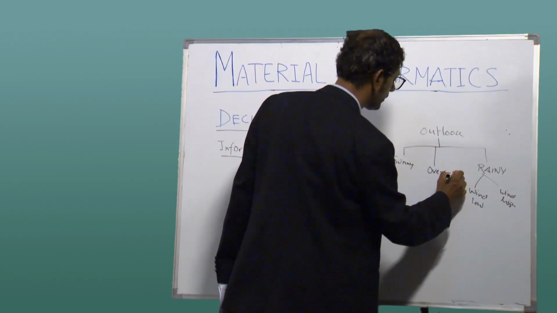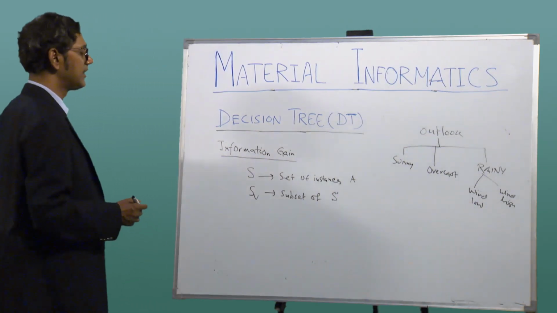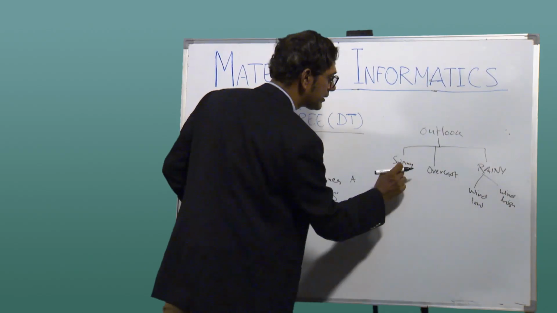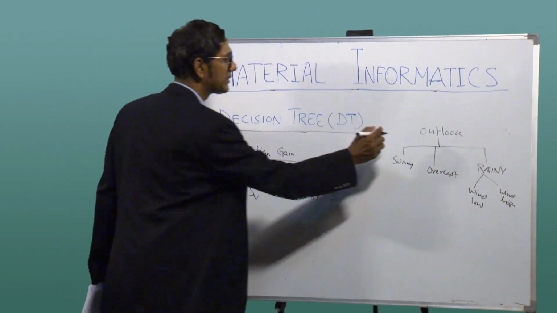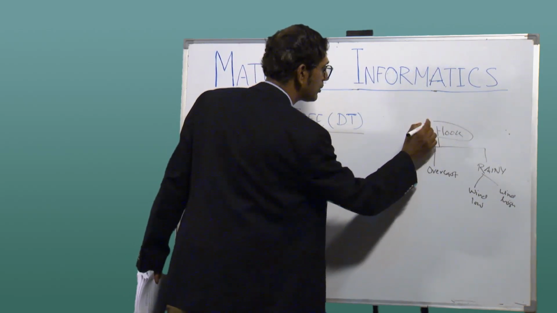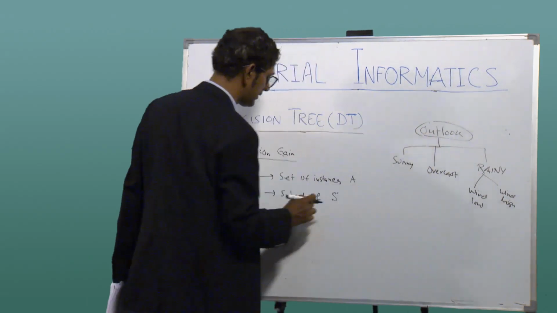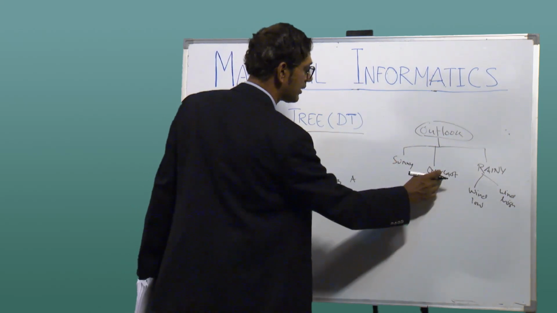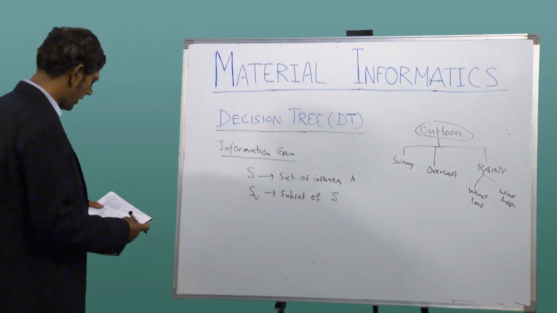Please go back to my slides. Sunny can also have the humidity factor. So, what I am saying, each one of these is an attribute which is splitting the data. This set S, which is at the root node, outlook, is split. We create a subset SV using this attribute. That is what I am trying to say.